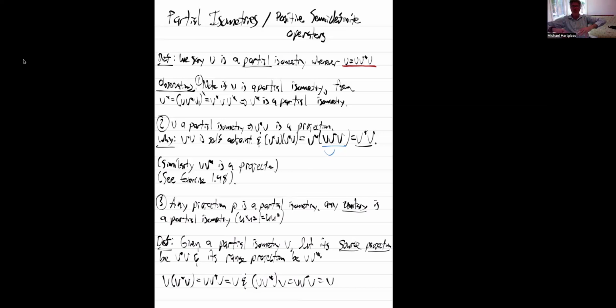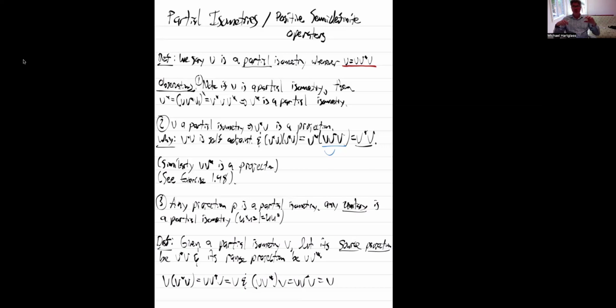So just where you put these projections tells you why they should be called source and range. These stabilize V on either side. But there's now a very spatial way to think about this. Before I write anything down, I'll just say this in words.